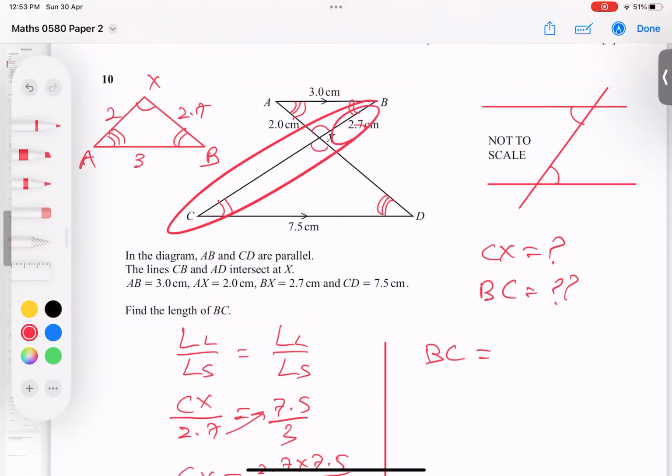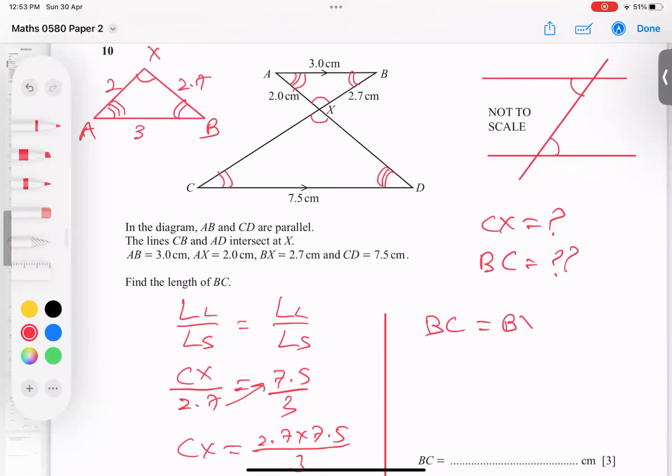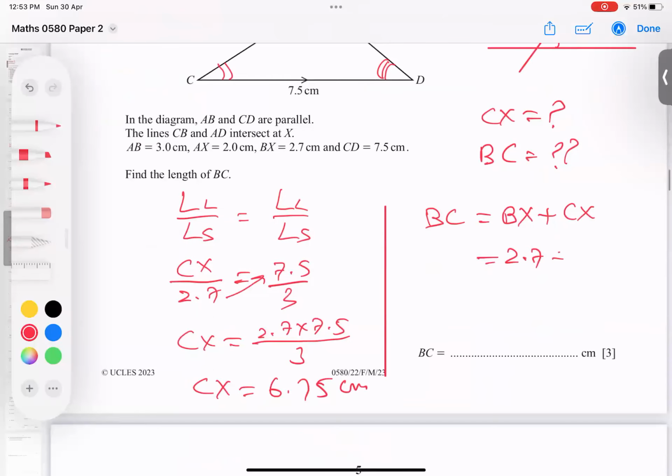BX is equal to what? Total: 2.7 and this add, so BX plus CX. BX is 2.7 and this is 6.75, and the answer finally is coming 9.45 centimeters.